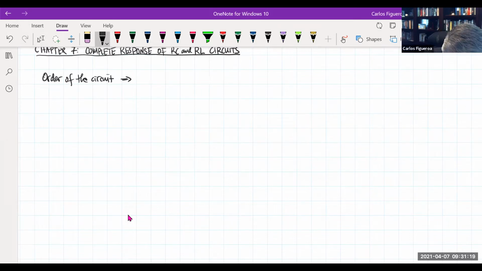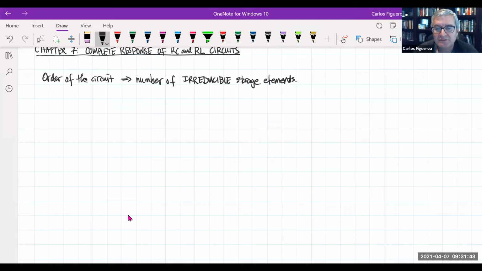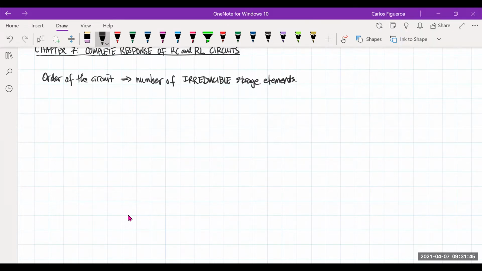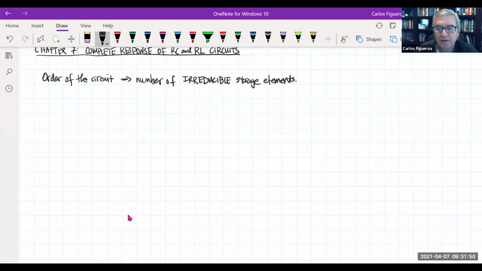It tells about the number of irreducible storage elements. That means if I have two capacitors in series or in parallel, or two inductors in series and parallel, that's still considered one storage element because I can reduce it down to one.